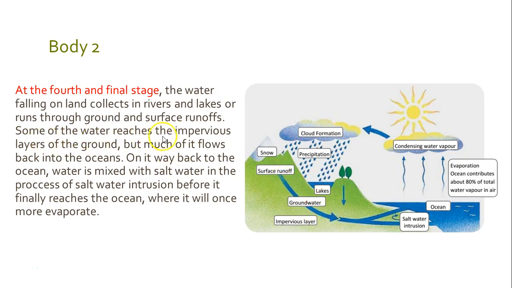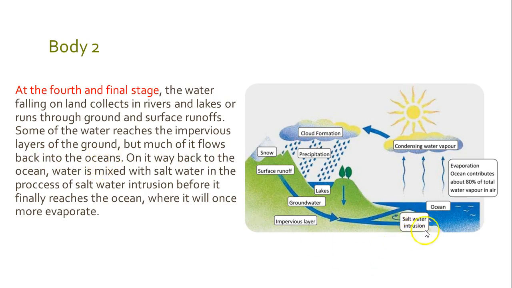Some of the water reaches the impervious layers of the ground. Some of the water gets to this level of ground and stays there. Notice that it doesn't run back to the ocean. However, where does most of the water go? It goes back to the ocean. So much of the water flows back into the oceans.